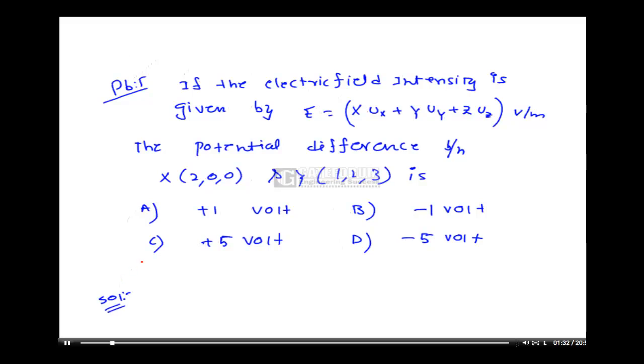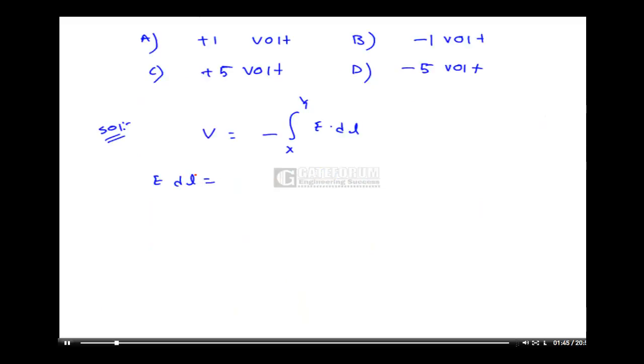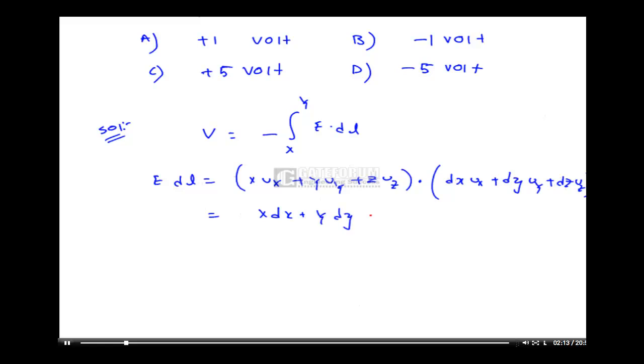Solution: we know that the potential difference is given by V is minus integration x to y E dot dl. So E dot dl is equal to x ux plus y uy plus z uz dot dl, where dl is dx ux plus dy uy plus dz uz. Here ux, uy, uz are unit vectors. That is x dx plus y dy plus z dz.